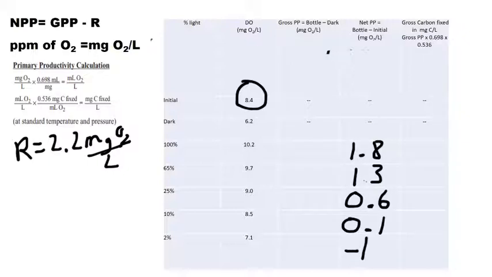You've got to think about what that negative means. That negative means that with only 2% of the light, cell respiration is using more oxygen than photosynthesis is producing.